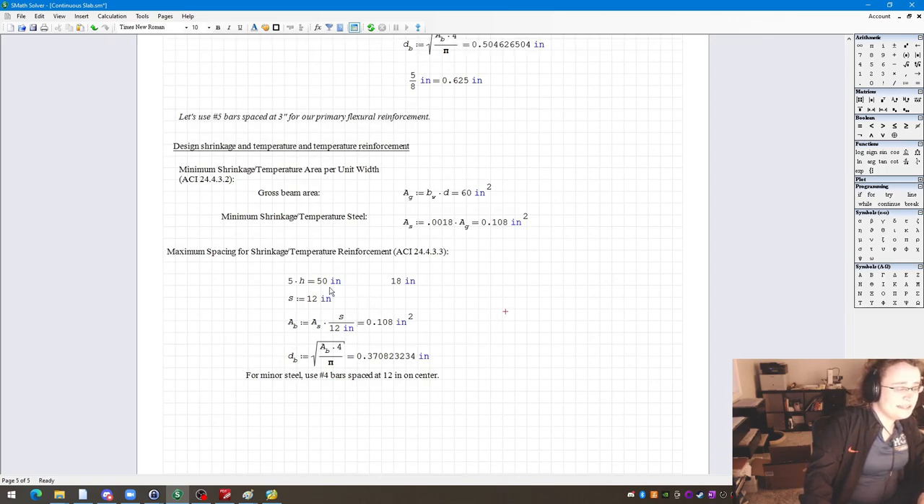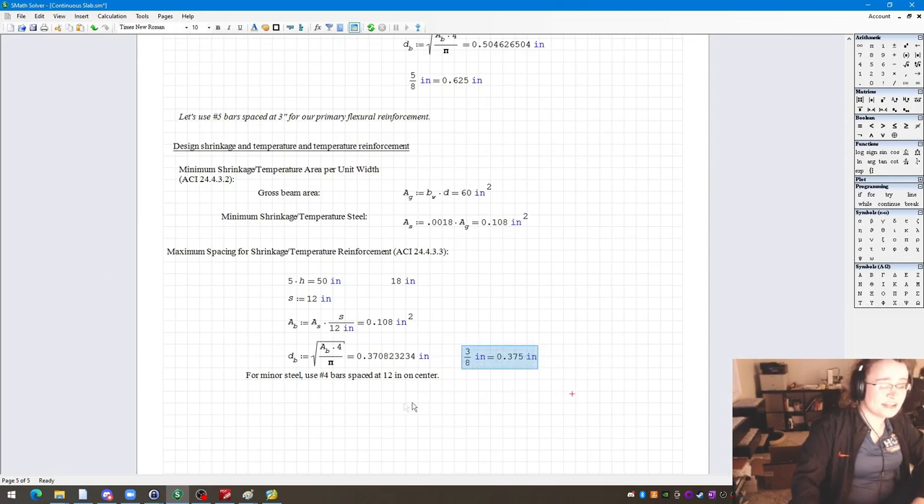So the maximum spacing is going to be 5 times h, or 50 inches. So let's just go ahead and use maybe the same spacing of 12 inches. And this would result in a minimum steel diameter of 0.37 inches. So let's see what a 3/8 inch bar would look like. In inches, that would be 0.375. So that actually would be sufficient. So we could use number 3 bars positioned 12 inches on center.